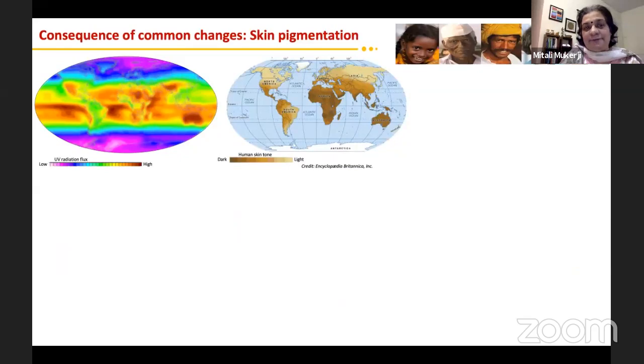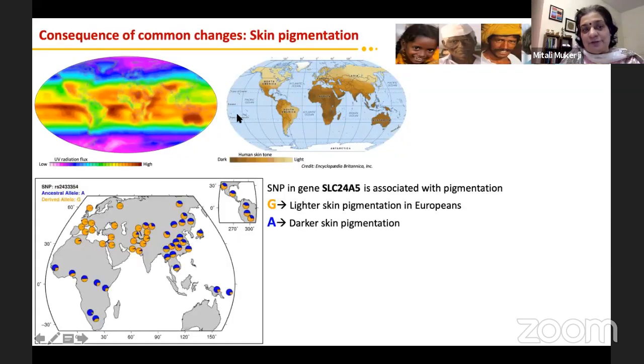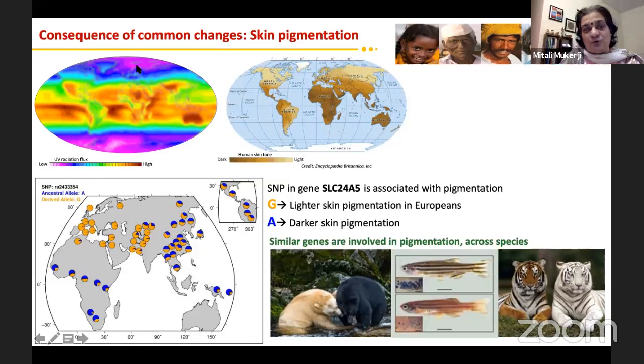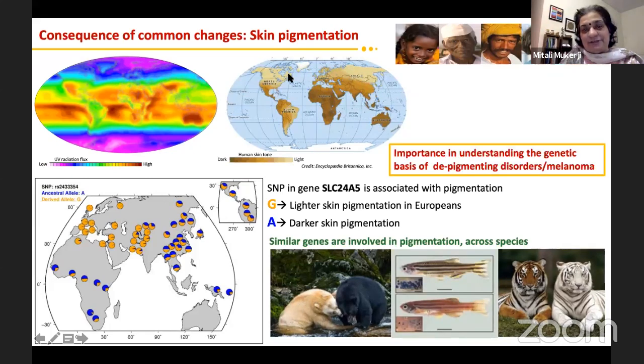For example, this is a map of solar radiation. This is more intense solar radiation, and as you go up, there is lesser solar radiation. And if you look at this other map, it matches the solar radiation, but this is actually the color of skin. So this is an adaptation to be able to protect yourself from UV. Places which are near the tropical region, people have dark color pigment.